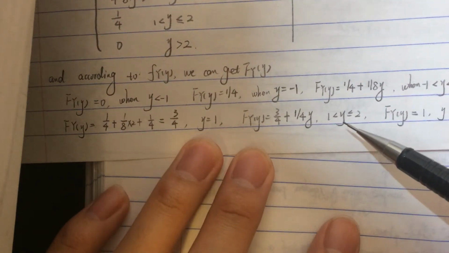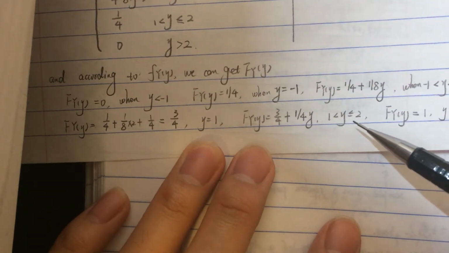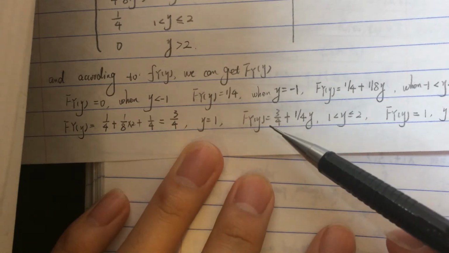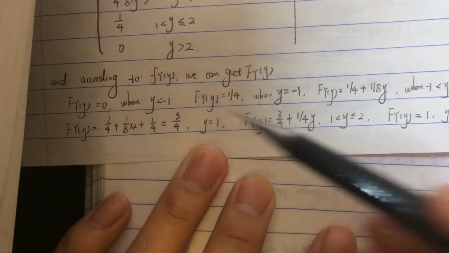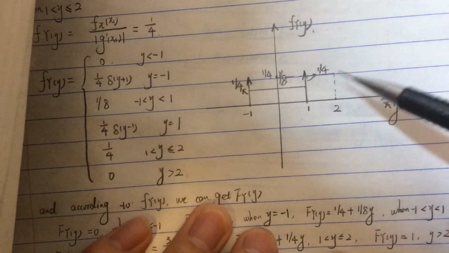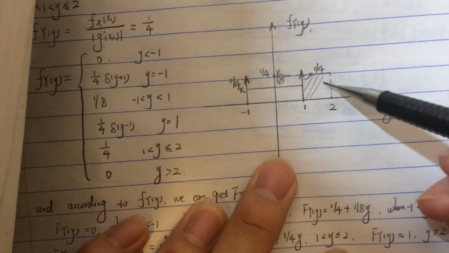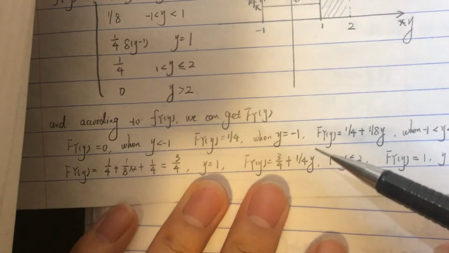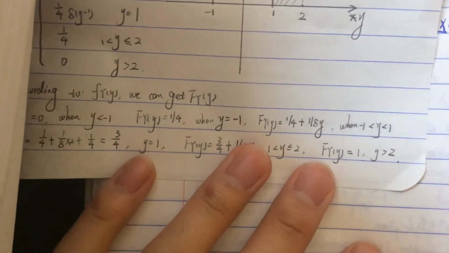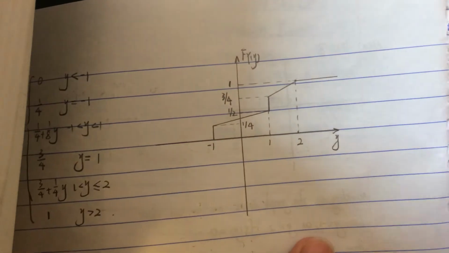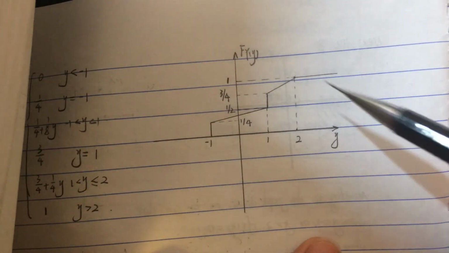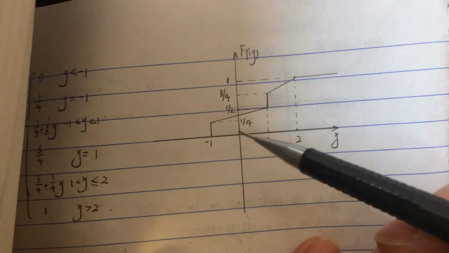And when y is larger than 1 and smaller than 2, capital F_Y(y) will equal 3/4, here's the value, and plus this region, and it will be 1/4 times y. And finally, capital F_Y(y) will be 1 when y is larger than 2. And the graph for capital F_Y is like this.